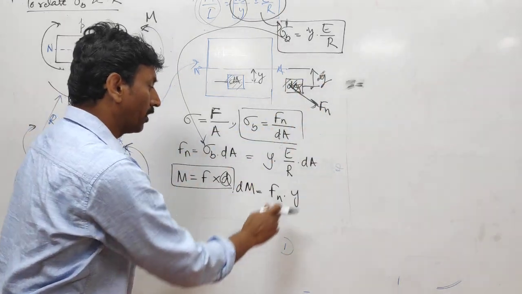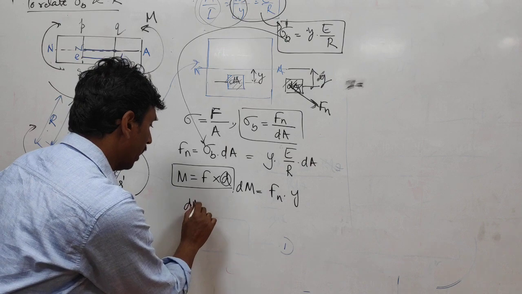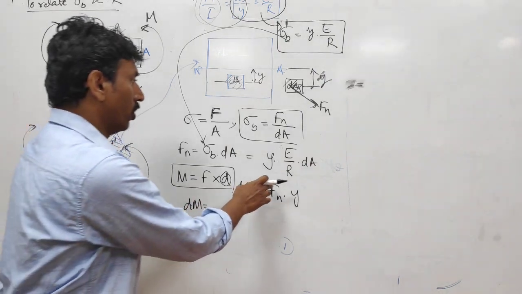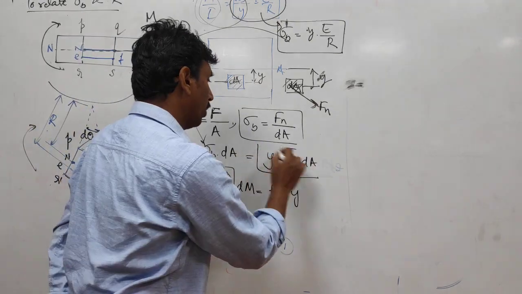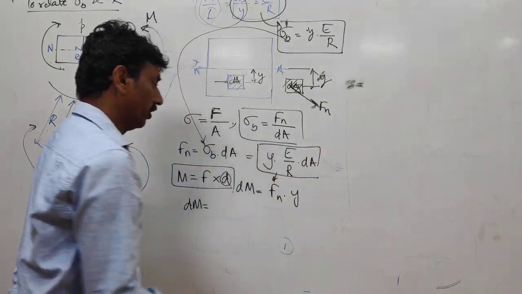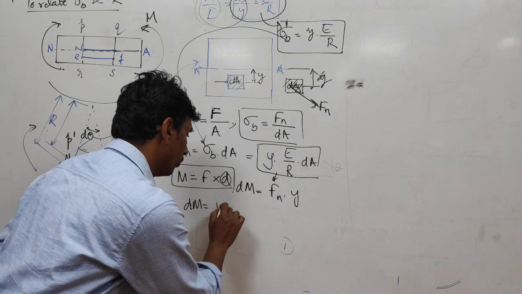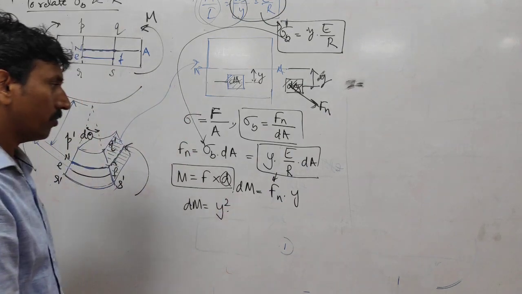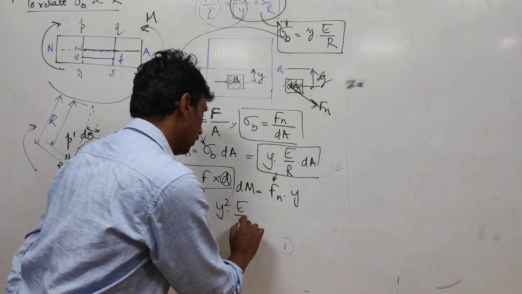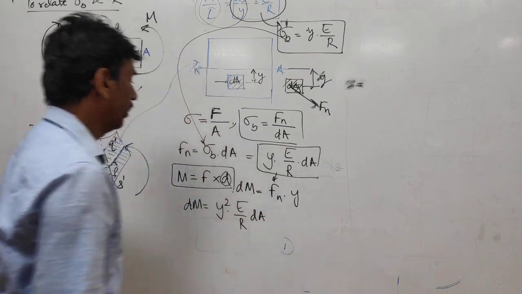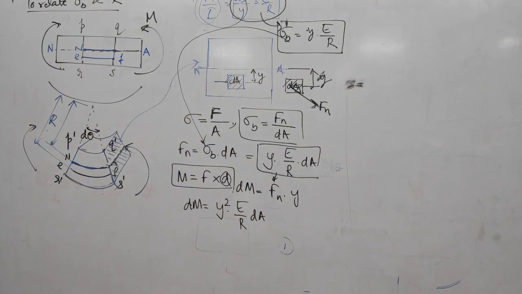So Fn is already like this. So we can say that dm is equal to, you can substitute this whole value here, and what do you get? y square into E by R into dA.